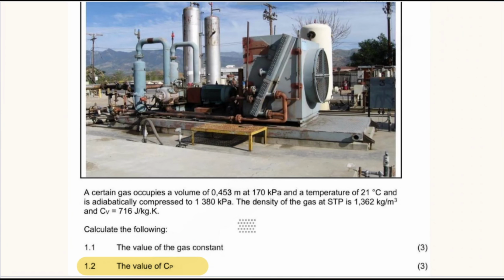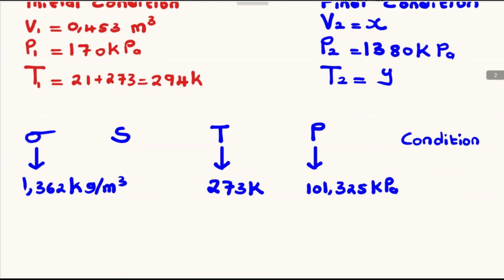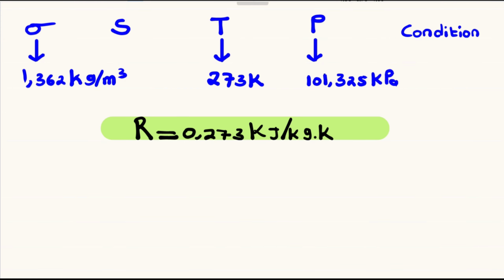Question 1.2, we have to determine the value of the Cp, that is the specific heat capacity under constant pressure. From question 1.1, we determined that our R is equal to 0,273 kilojoules per kg kelvins. Now we use the formula R is equal to Cp minus the Cv. We make the Cp, the specific heat capacity under constant pressure, the subject. So we have R plus Cv, which will be equal to the Cp.